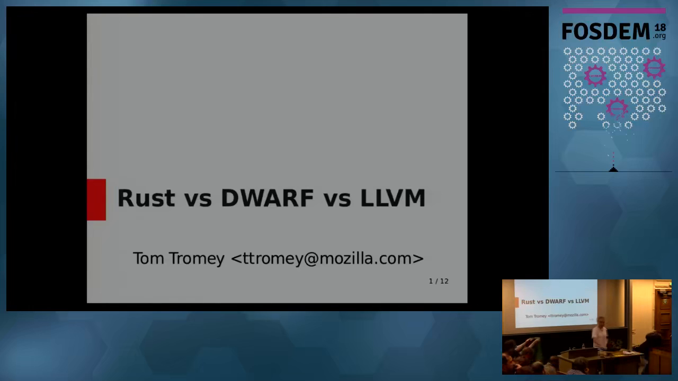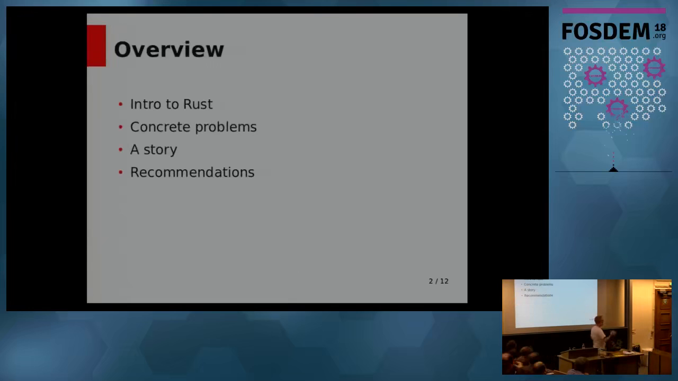Let's see. So first, I'd like to give an overview. We're going to talk a little bit about Rust, not a whole lot, but a little bit. We're going to talk about some of the concrete problems with expressing Rust's constructs in debug info. I'm going to tell you a little story about a recent problem I've worked on, and then I'm going to talk about, well, it says here recommendations about what we should do, but really what it is complaining about other people's work.